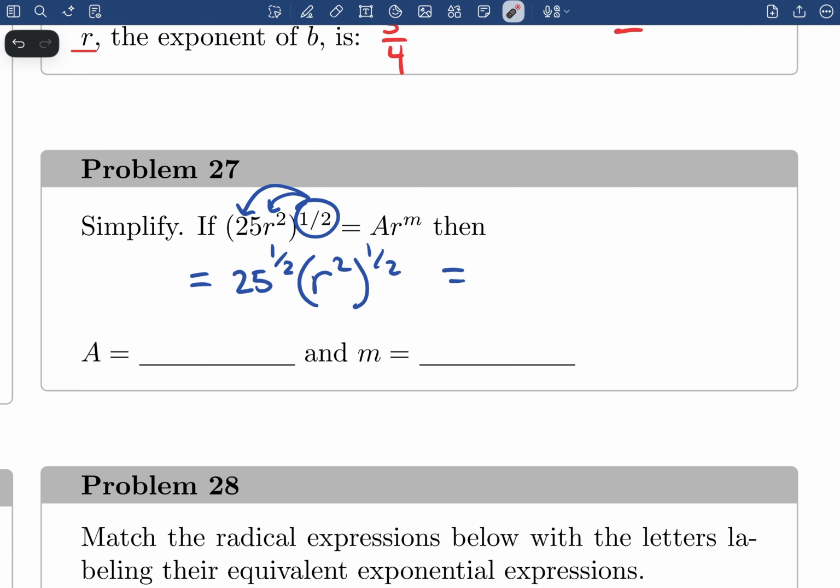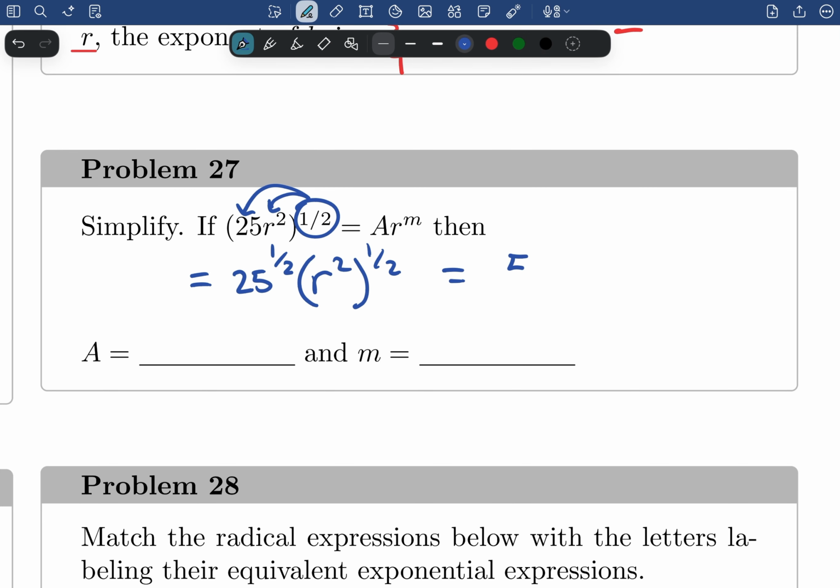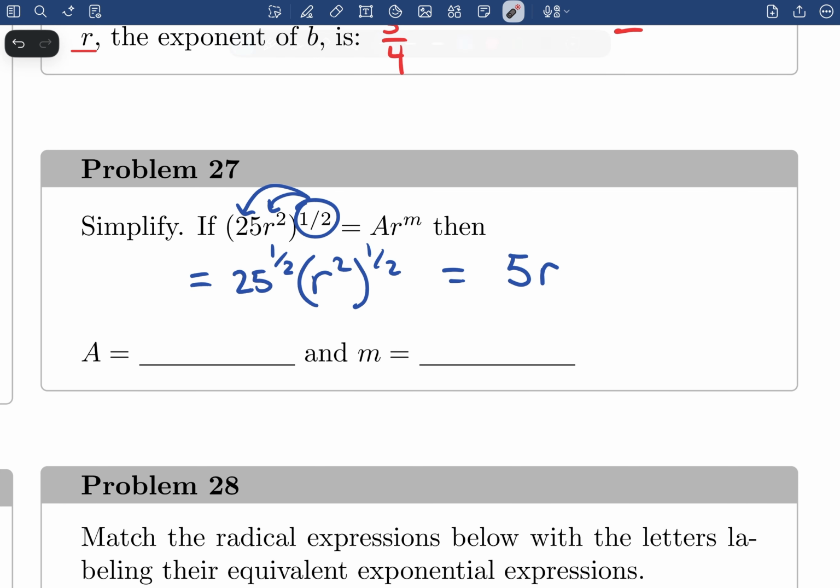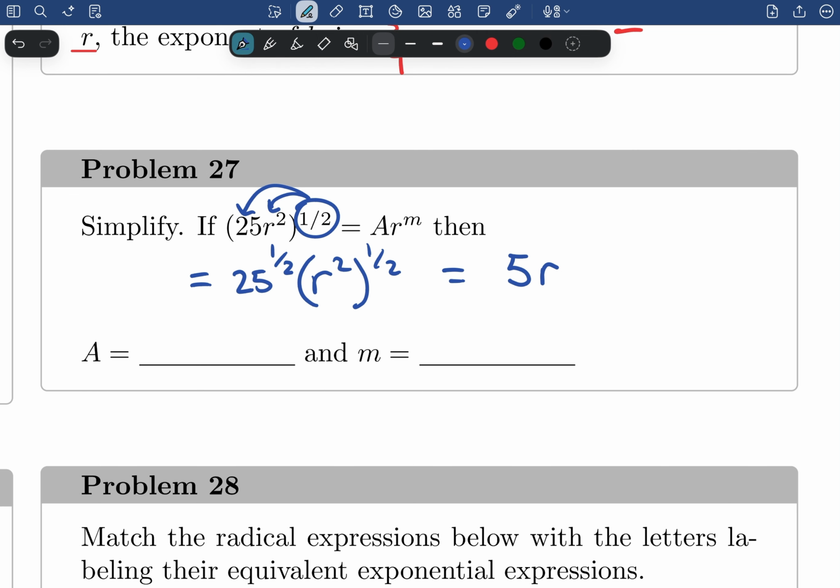Now I write my result. Well, a 1/2 power is the same as a square root. So 25 to the 1/2 power is the square root of 25, which is 5. And r squared to the 1/2, I use the power rule, multiplying 2 times 1/2, and that gives me 1, a first power. Now let's associate this with how they want me to write the answer. Well, this a is 5. So that's my answer, 5. And then this m is 1. It's the exponent. So m equals 1. And these are my answers.